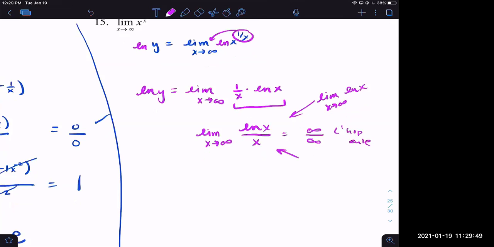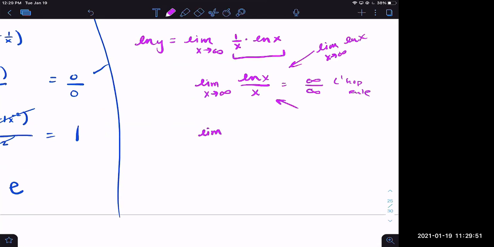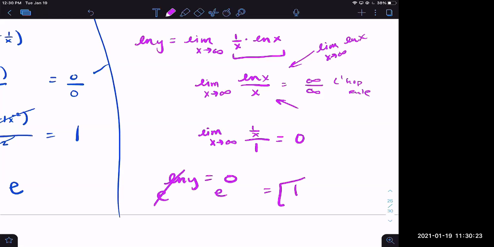If we can apply L'Hopital's rule, we just take the derivative of each piece. What's the derivative of ln of x? 1 over x. What's the derivative of the bottom? 1. If we plug in infinity, we have 1 divided by a giant number. And what's 1 divided by a giant number? 0. 0 is not our answer yet, because remember at the very beginning of this question, we took natural log, and we have to undo that. How do we undo natural log? e. We have e to both sides. e to the 0 is 1.